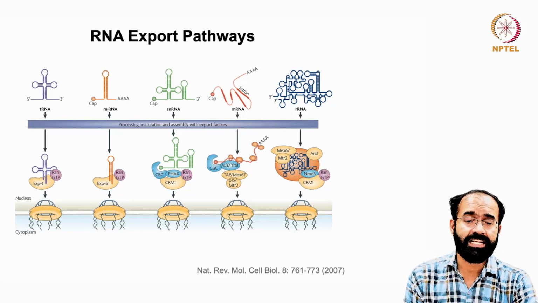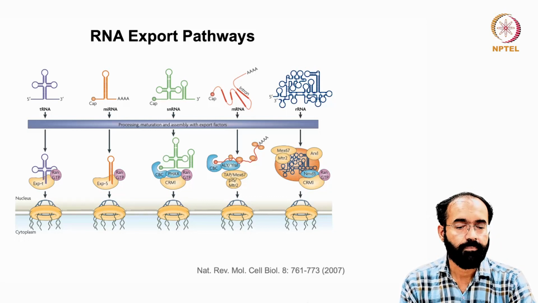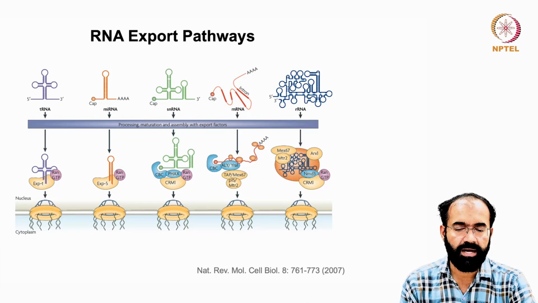So the RNA export pathways, you can see them in this cartoon, that the RNA category includes transfer RNA, microRNA, snRNA, mRNA and ribosomal RNA. And the movement of all this RNA category, like tRNA requires the RAN-GTP cycle, miRNA requires the RAN-GTP cycle, snRNA requires the RAN-GTP cycle, and mRNA does not require the RAN-GTP cycle, ribosomal RNA requires the RAN-GTP cycle.